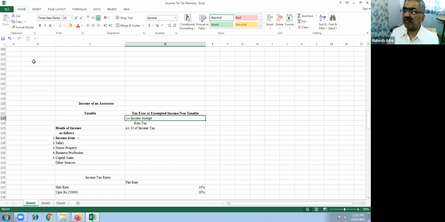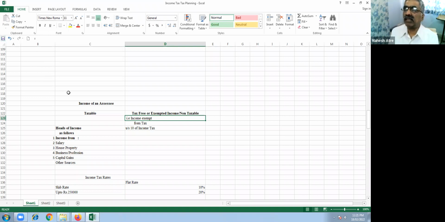Where will you find this? Section 10 of Income Tax Act 1961 gives the list of the income which is tax-free. So please try to understand. If you have to take a call, you have to confirm, then you refer to the section under Section 10. There are a number of categories given, which is income earned by the person, but it is not taxable. It is tax-free income or exempted income.